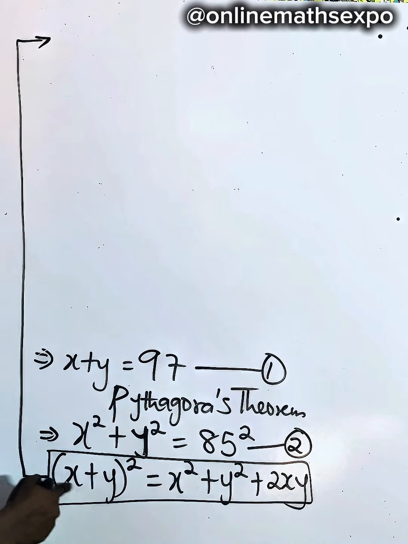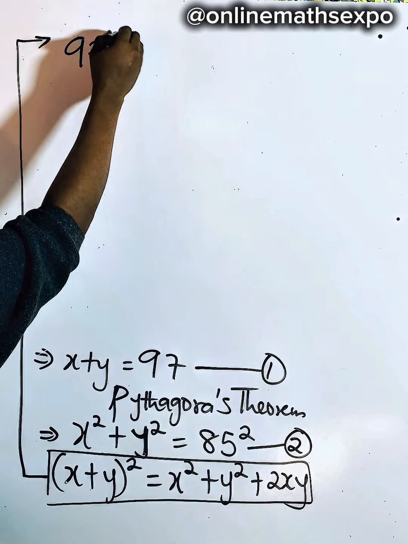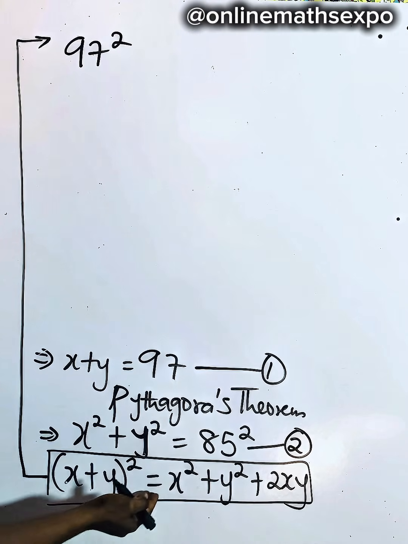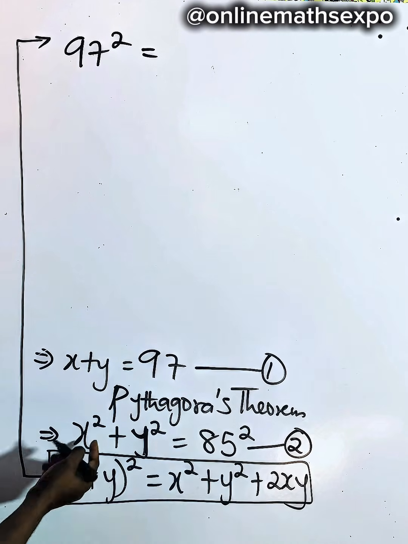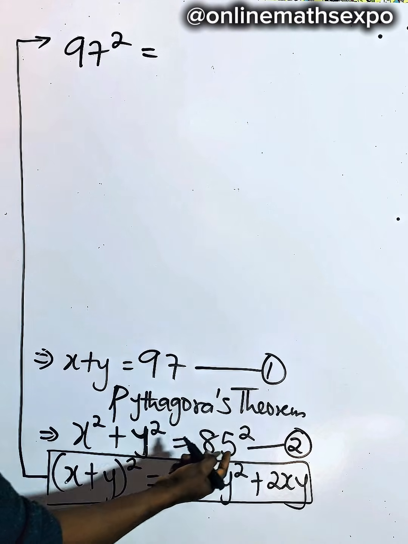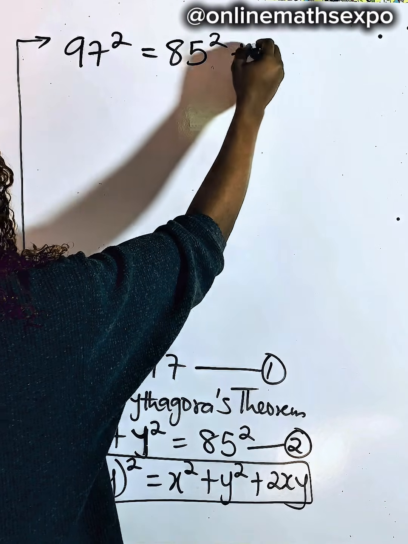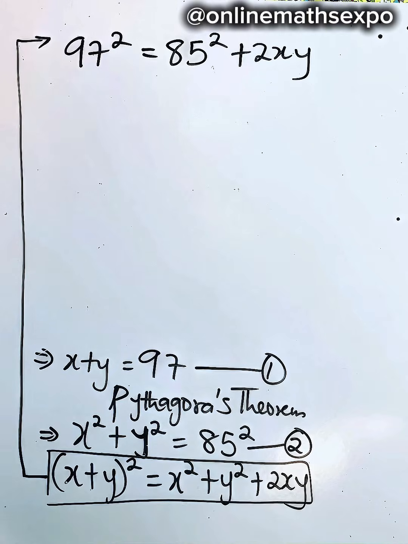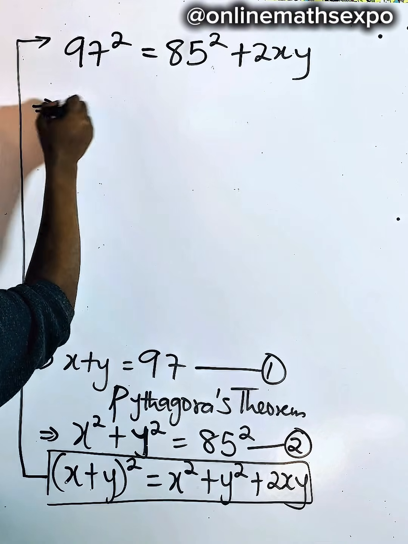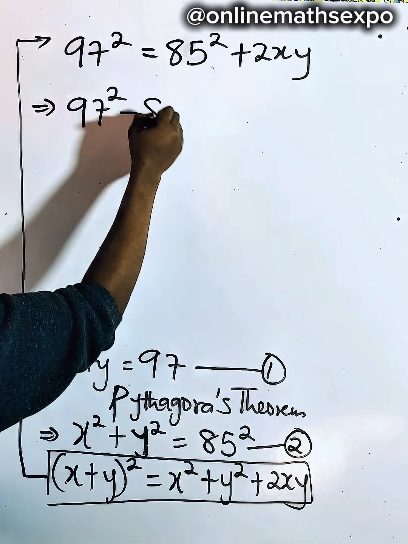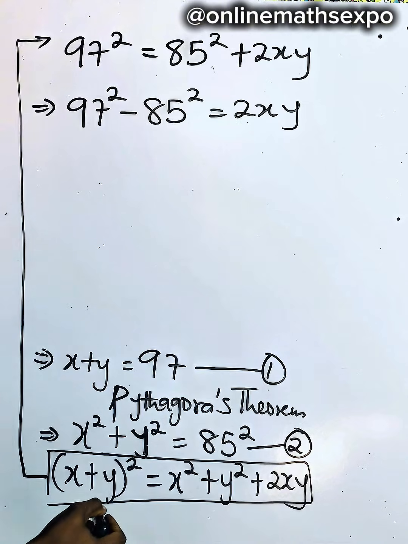So to now have X add Y, from here gave us 97. So we have 97 squared to replace this is equal to, so we now have X squared plus Y squared is already giving us 85 squared. So we have 85 squared, then plus 2XY. So we have to subtract this from both sides. If you do that, we have 97 squared minus 85 squared is equal to 2XY. And what do you do next?